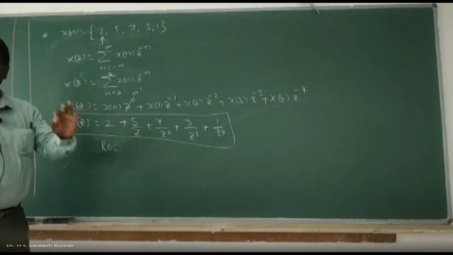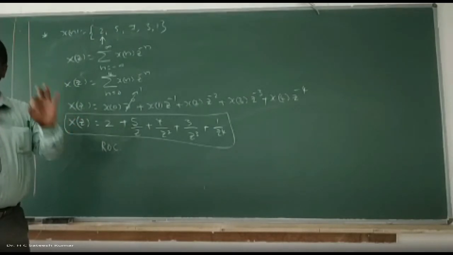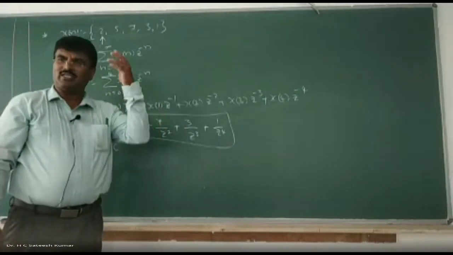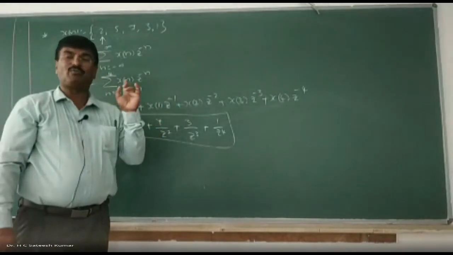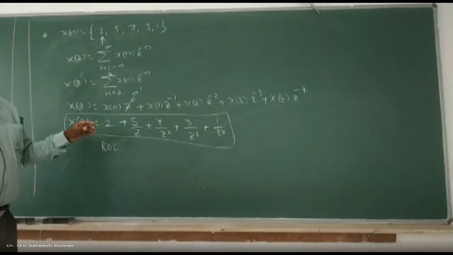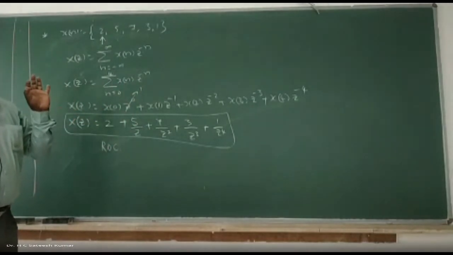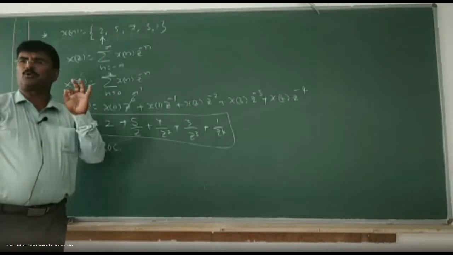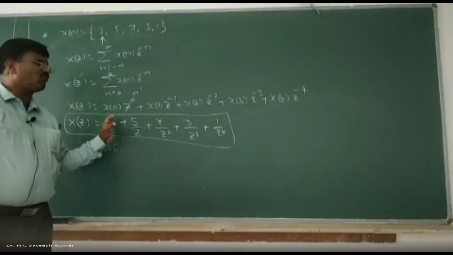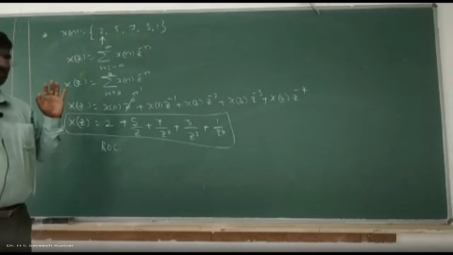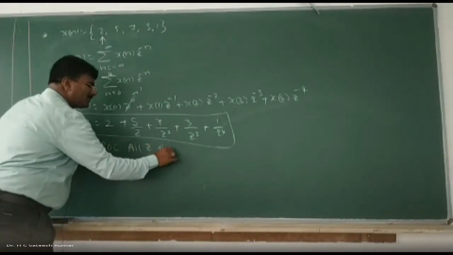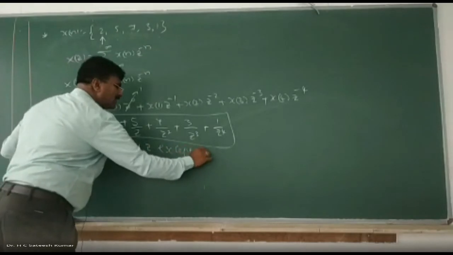Therefore, ROC is the region specified in the z plane for which X of z is obtainable. X of z is obtainable for 2, 5, 100 as well as infinity, except one value. What is that value? At z equal to 0 you will get infinity. So X of z is obtainable for all values except z equal to 0. Therefore, ROC is all z except z equal to 0.